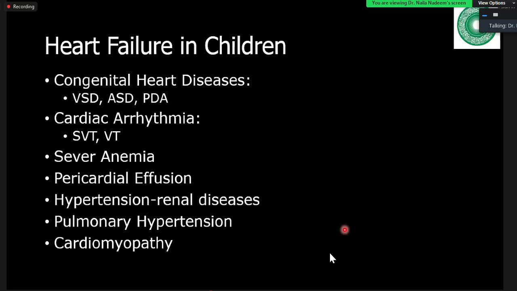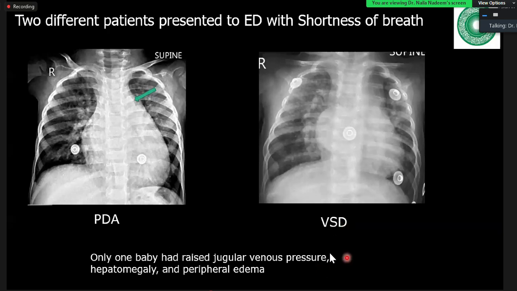So, heart failure in children can occur in a number of conditions. The commonest are arrhythmias and left to right shunts. Severe anemia can also produce it, as can pericardial effusion, hypertension, pulmonary hypertension, and cardiomyopathy. Let's look at two children who presented to ED, two different patients with shortness of breath. On examination, one of the babies had a raised jugular venous pressure, hepatomegaly, and peripheral edema.